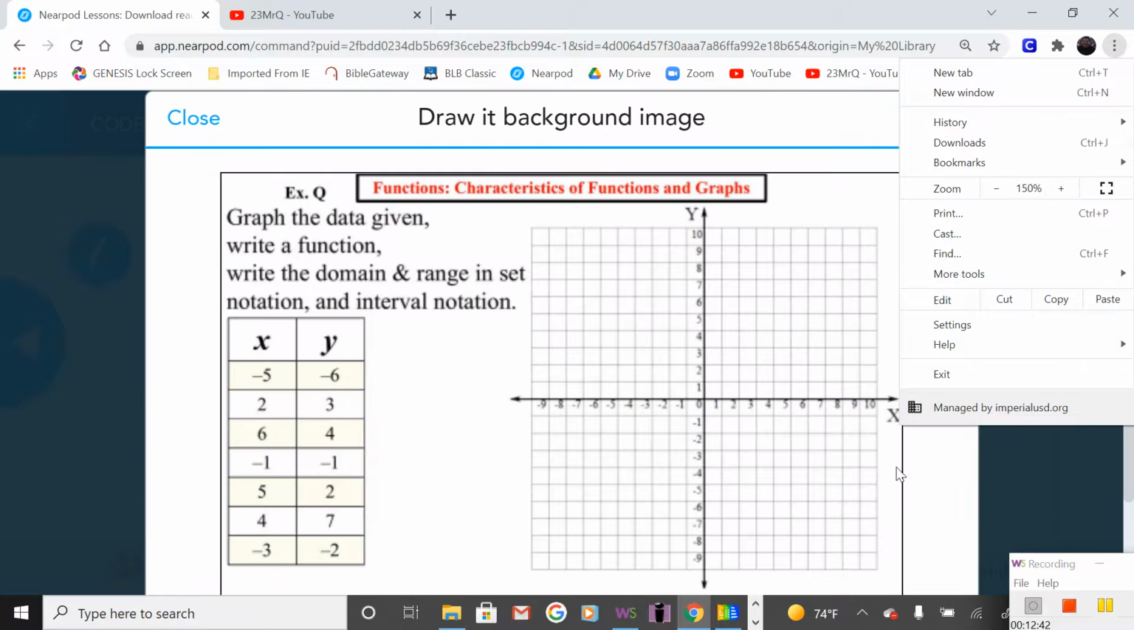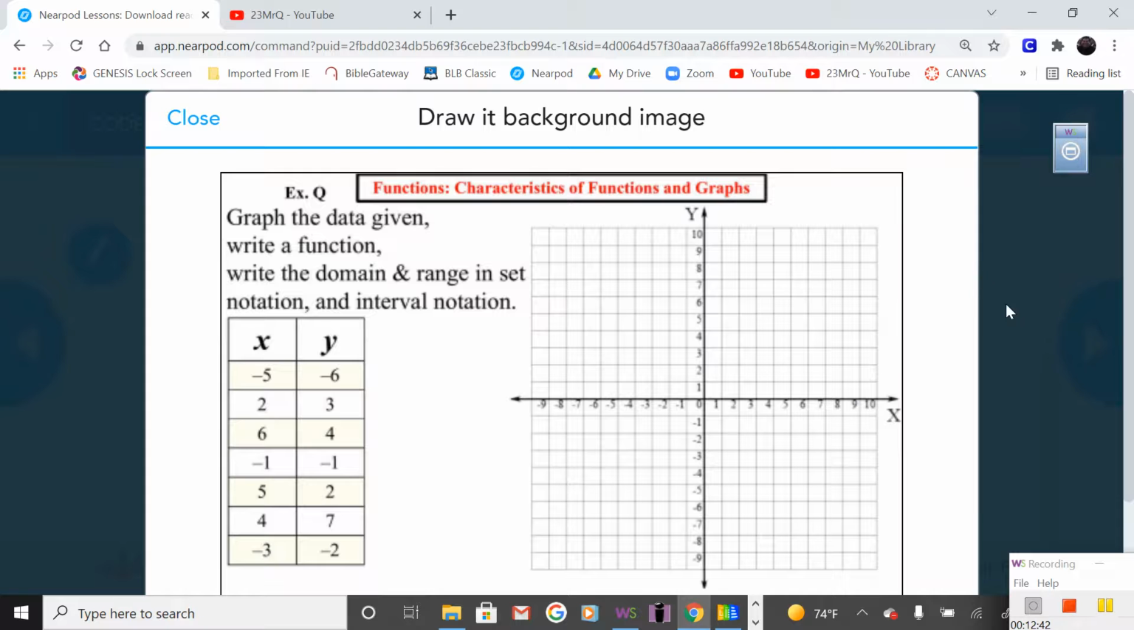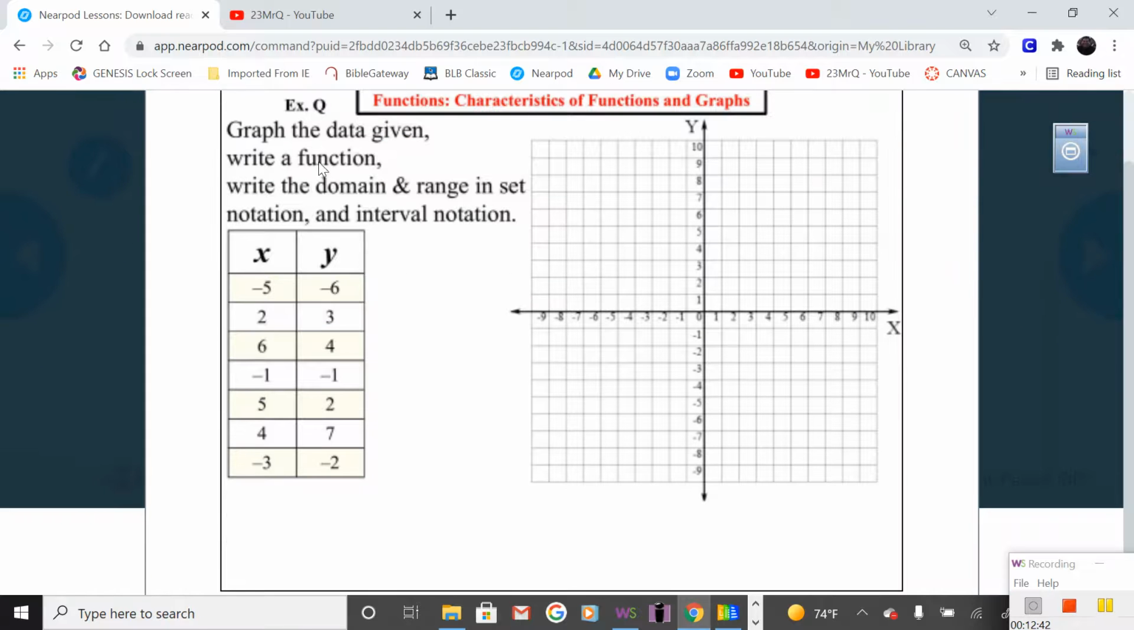It reads, graph the data given, write a function, write the domain and range in set notation and interval notation. And they give us the table. X, for the domain, is -5, 2, 6, -1, 5, 4, -3. And for the range, Y is -6, 3, 4, -1, 2, 7, and -2. Go ahead and copy that.